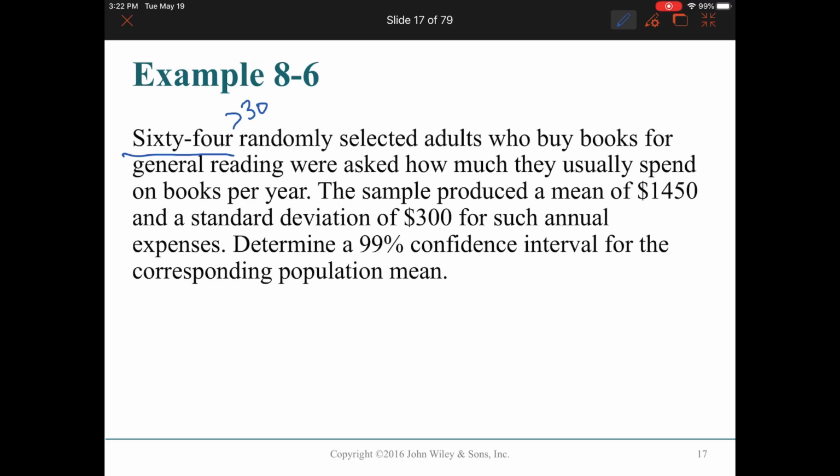These randomly selected adults who buy books for general reading were asked how much they usually spend on books per year. The sample produced a mean of 1450, standard deviation of 300. We'd like a 99% confidence interval here.